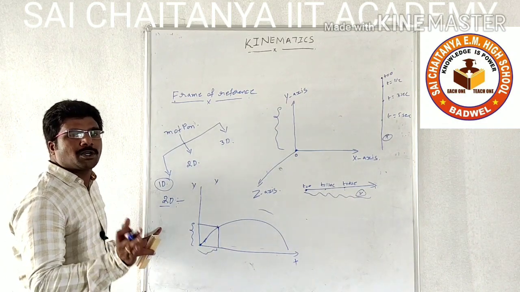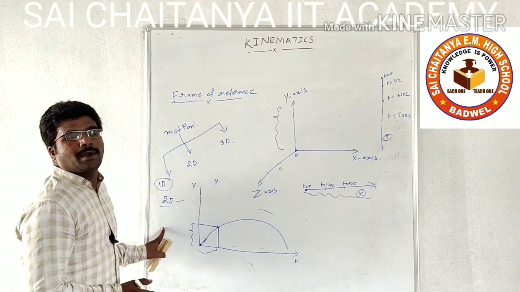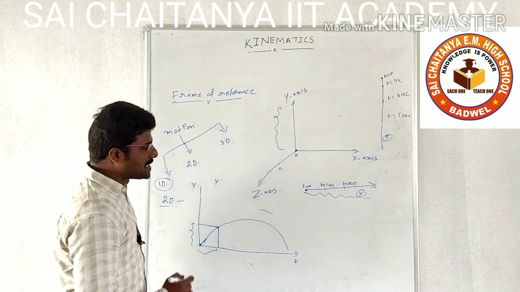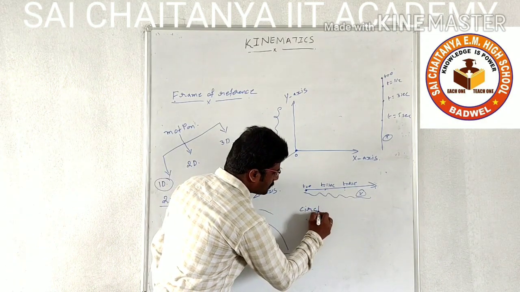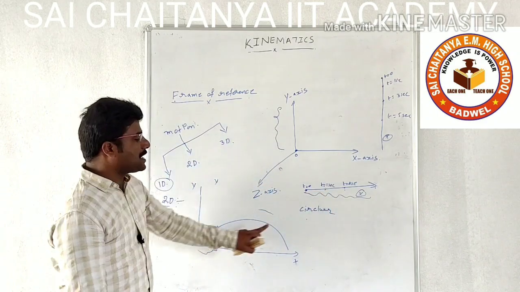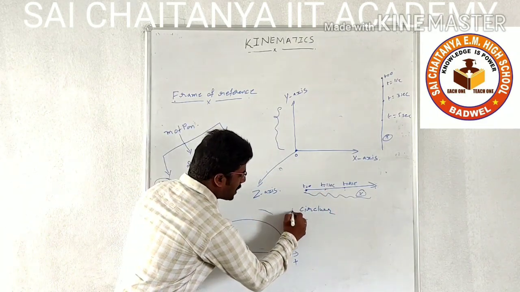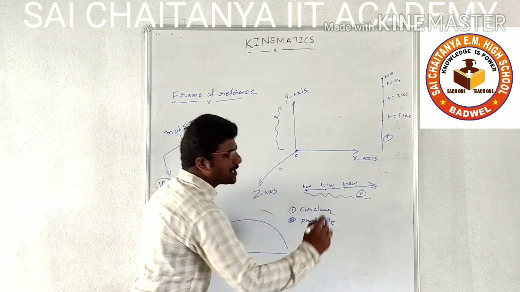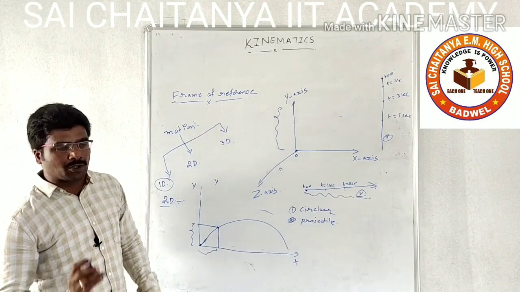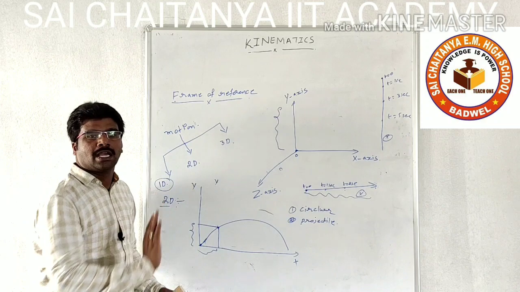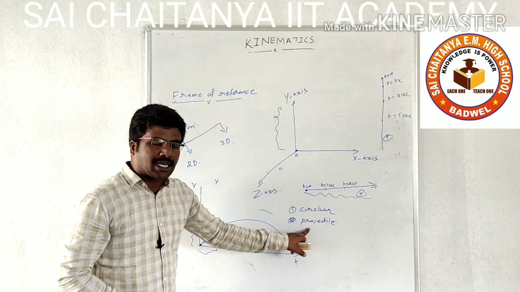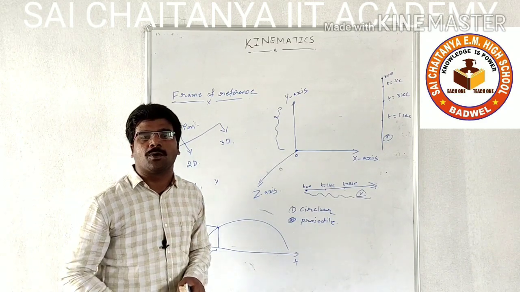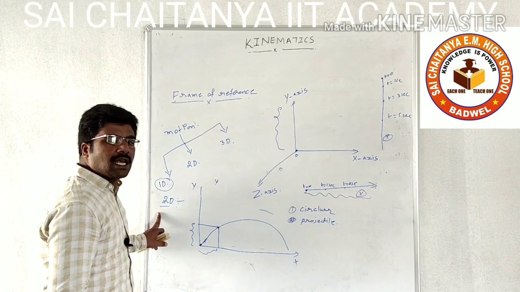So such type of motion is known as two-dimensional motion. If in order to represent the position of the body we require two coordinates, then it is known as two-dimensional motion. For two-dimensional motion, the example is circular motion. At the same time, projectile. What is a projectile? For example, take a cap and if you throw like this, it follows a parabolic path. So projectile motion, circular motion. For example, an ant moving on the surface of the table is considered two-dimensional motion.